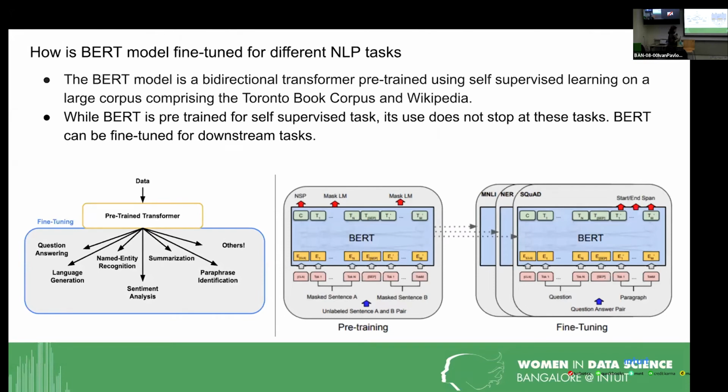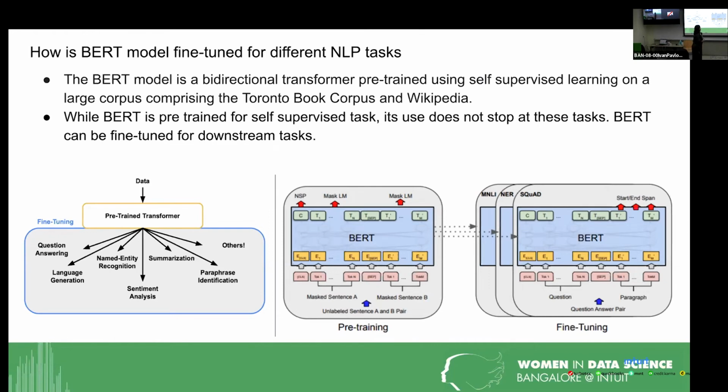Now, in the previous slide, I talked slightly about encoder models. One of them is BERT. BERT is very effective because it can be extended to many other downstream tasks. The BERT model is basically pre-trained for masked language as well as next sentence prediction. But its use does not stop there, because BERT can then be used for many other downstream tasks like question answering.